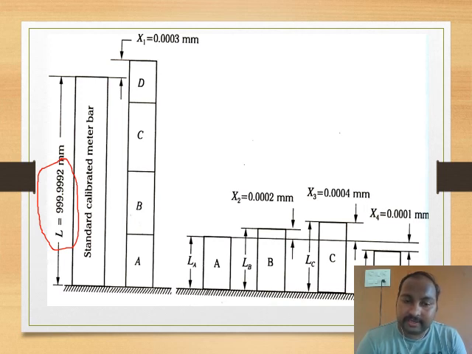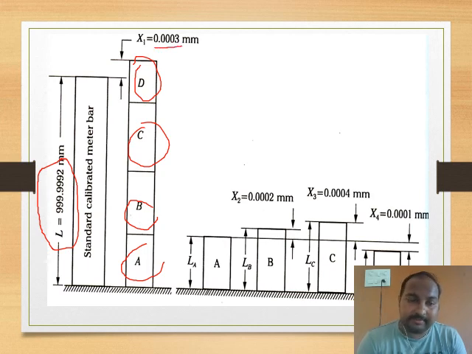When LA, LB, LC and LD are run together and compared with the standard meter bar, the whole added value is longer than this standard calibrated meter bar by 0.0003 mm. So it means LA plus LB plus LC plus LD plus X1, where X1 is equal to 0.0003 mm, is equal to 999.992 mm. And next is about comparing each of the bars LA, LB, LC and LD.